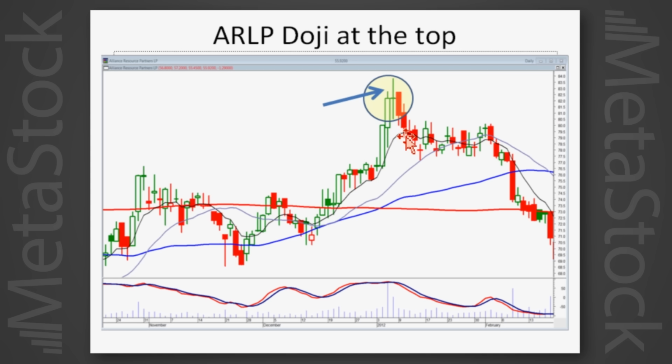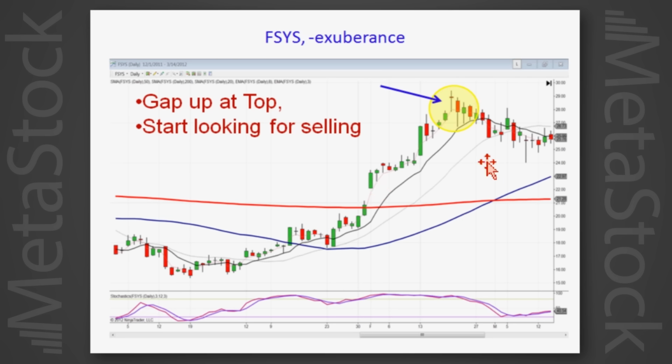Get ready to take profits. They're probably going to come back to test the T-line. So anytime, this is what really turned my investing around. Is understanding how bad an investor I was before candlestick came along.